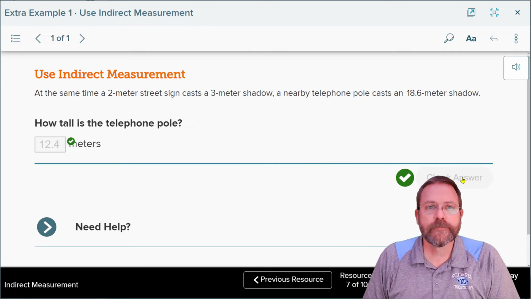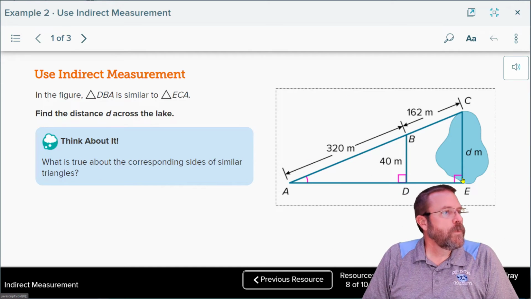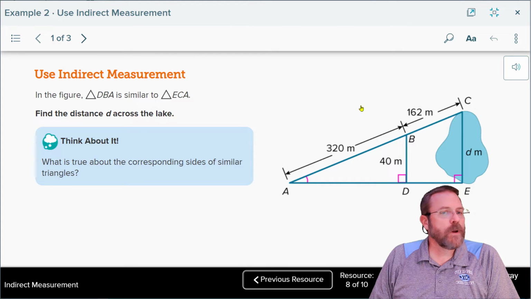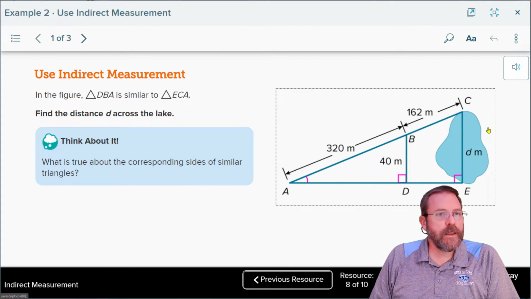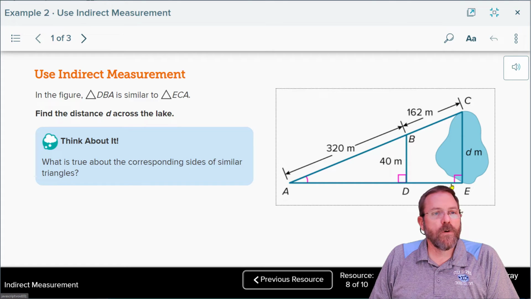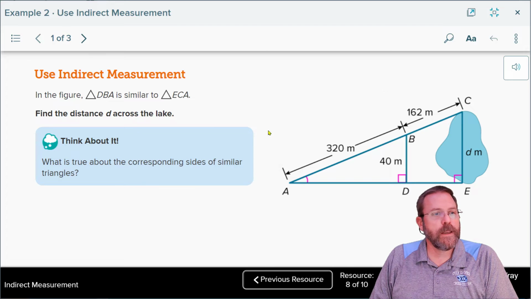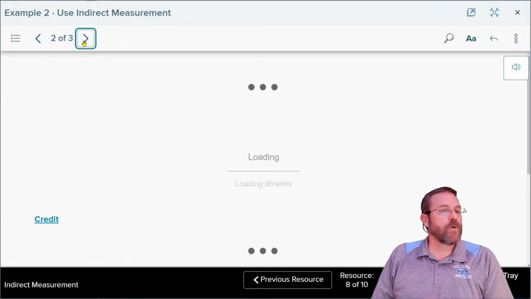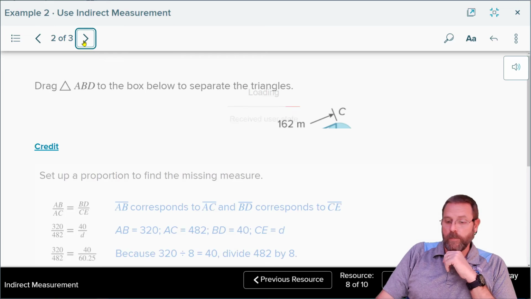Easy math. For example 2, we can say that triangle DBA, which is the little one here, is similar to triangle ECA, which is going to be the big triangle. Find the distance D across the lake. So we want to know the distance between point C and point E. We have the side AB, we have side BD, and we can figure out side AC. So let's move forward with this and see how we're going to work this problem.